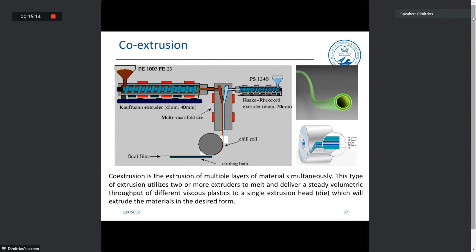Now, co-extrusion is another technique that is used to create multiple layer films. Co-extrusion is essentially a technique where two or more extruders are connected in series, so they extrude in the same region, in the same area, and then the polymer is collected from this same area, and it forms this multiple layer structure that can help us achieve multiple functionalities.